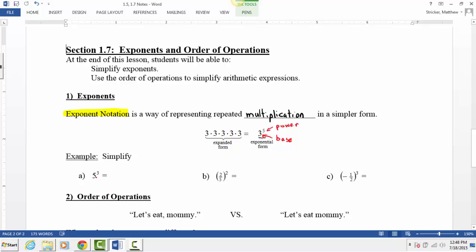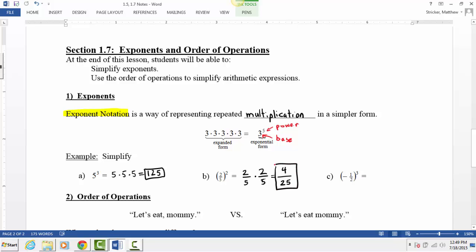So if we look at some examples, 5 to the 3rd means 5 times itself 3 times, which is of course 125. 2/5 squared means 2/5 times 2/5. We'll review here. We multiply fractions, we multiply straight across. 2 times 2 is 4. 5 times 5 is 25.